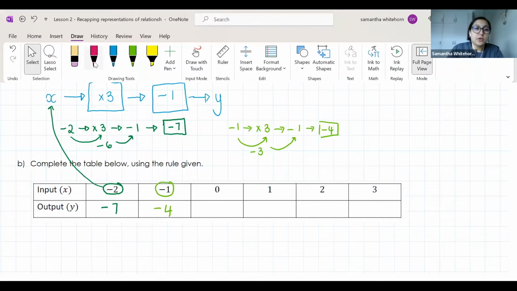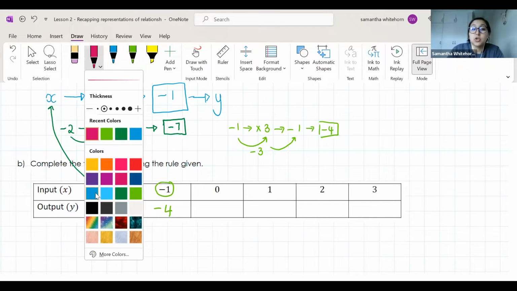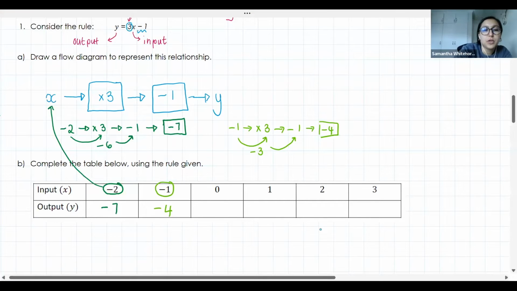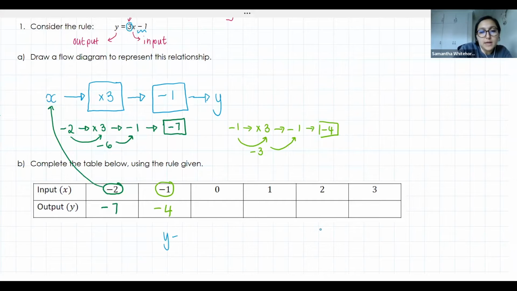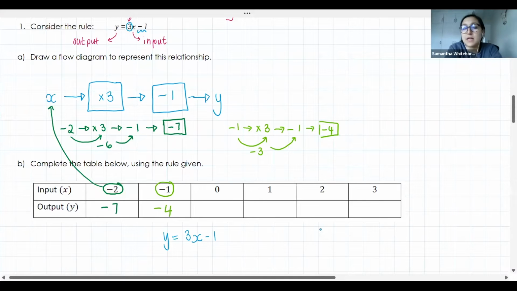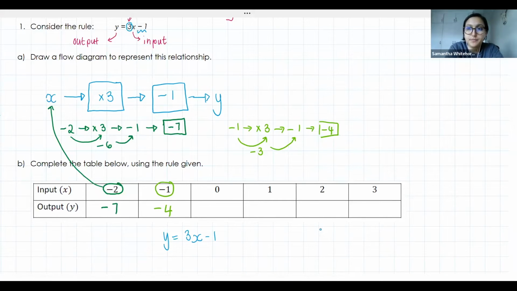Now, you don't have to use a flow diagram. It doesn't work for everyone. Sometimes you aren't given a flow diagram, so it's important to be able to do this without one, just using our rule. So remember, our rule here was y is equal to 3x minus 1. That was the algebraic rule that I gave you in this question. So now if we want to use the rule to work out an output, we need to take our input and substitute it in place of x, because remember, the input is our x value.